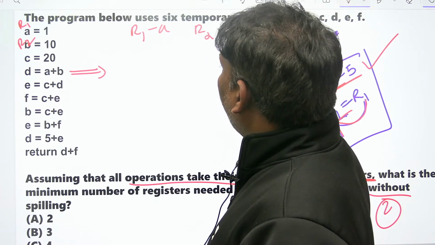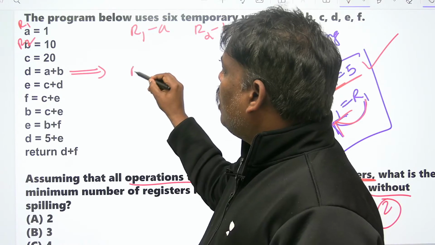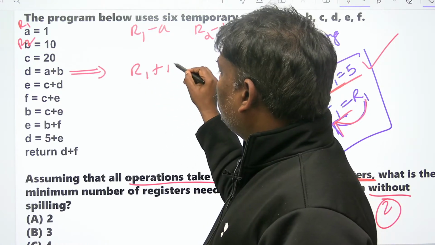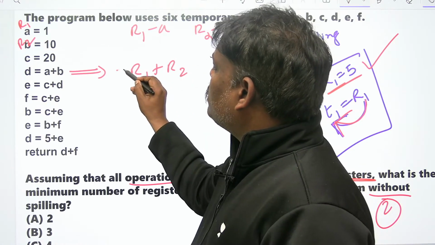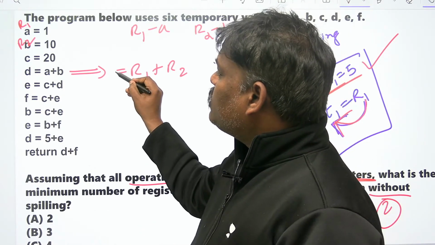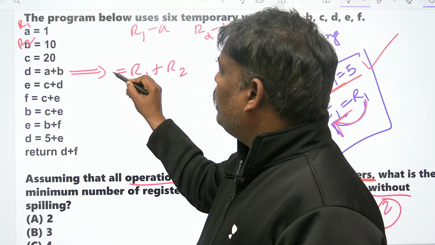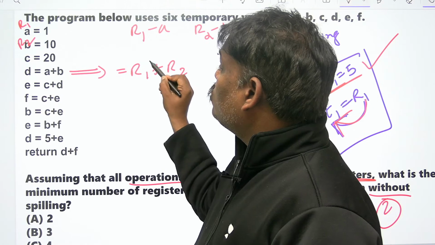R2 is B. Careful. So now this operation is going to be R1 plus R2. What is the meaning? A plus B will go to D. Can you help now? Here D is coming.